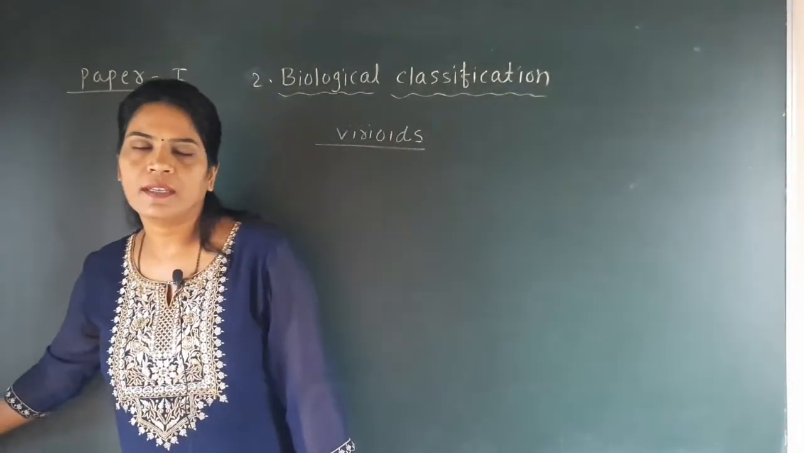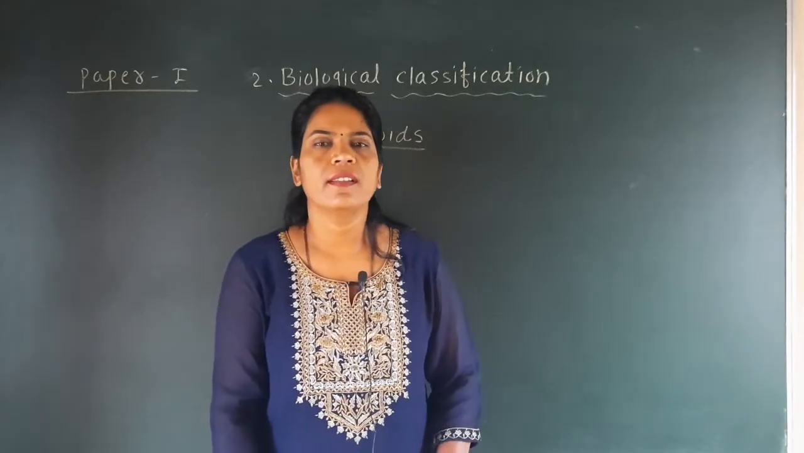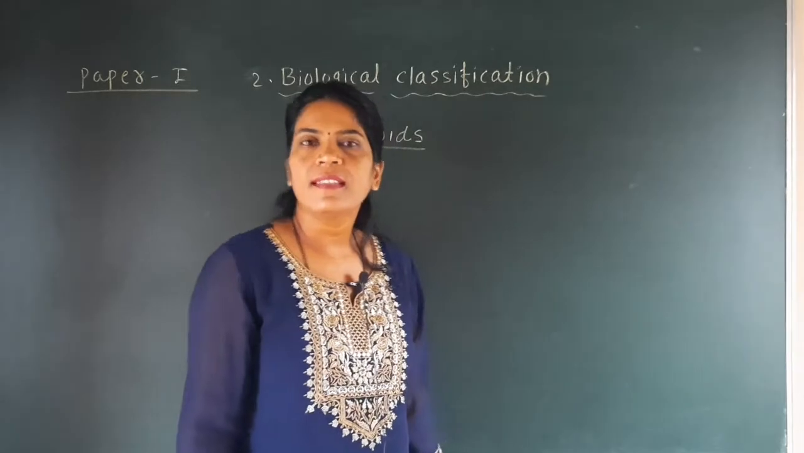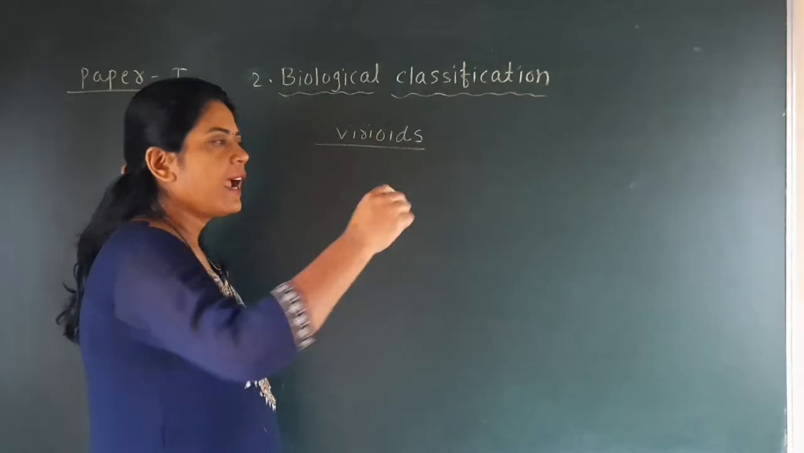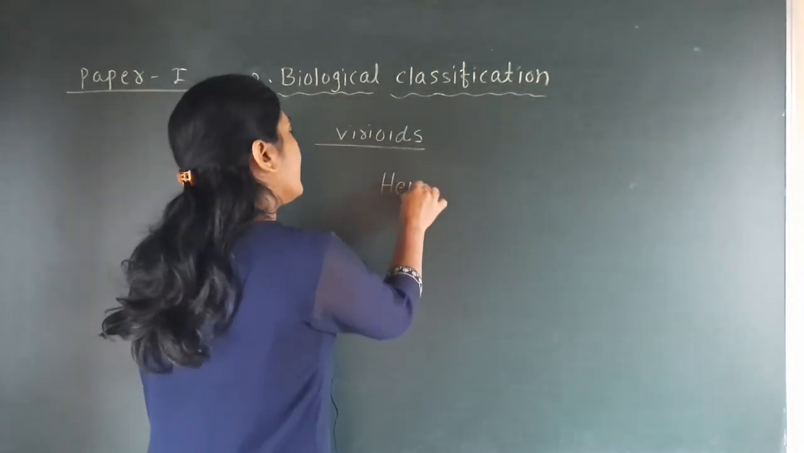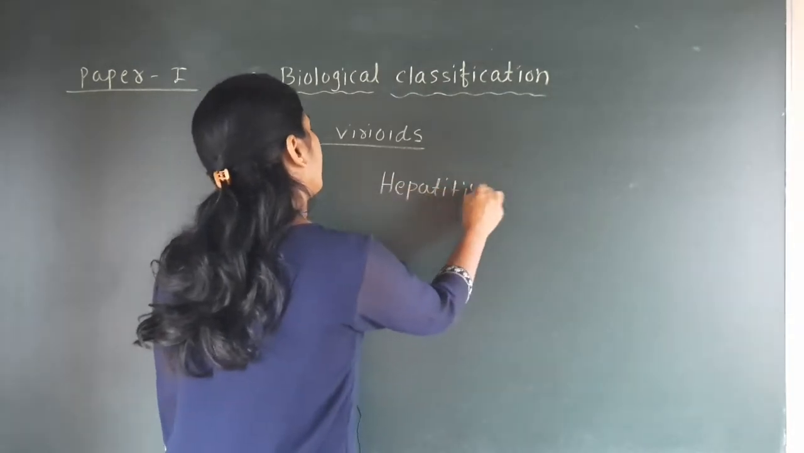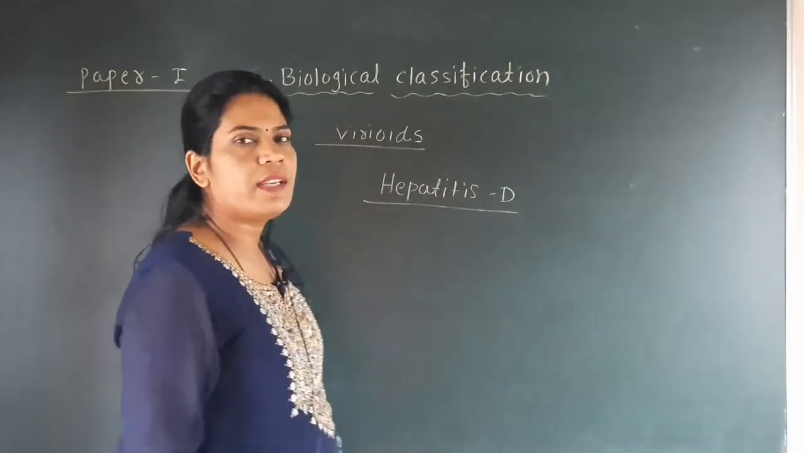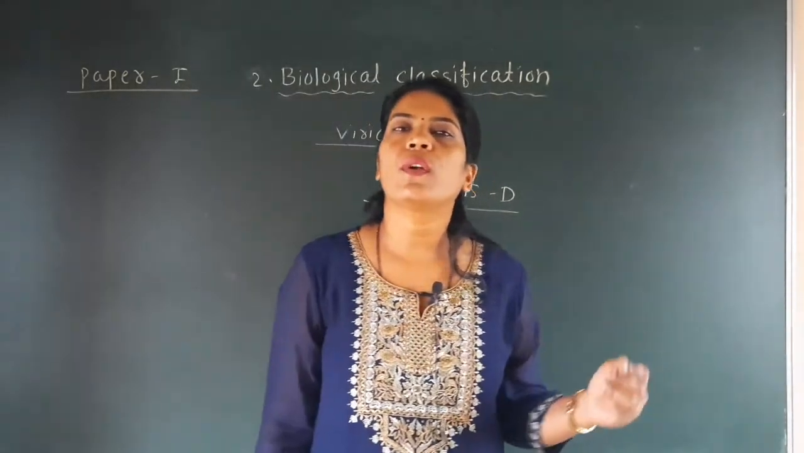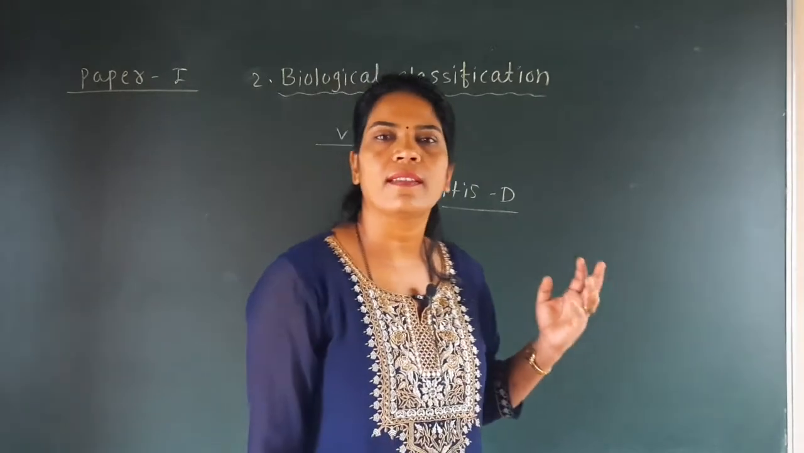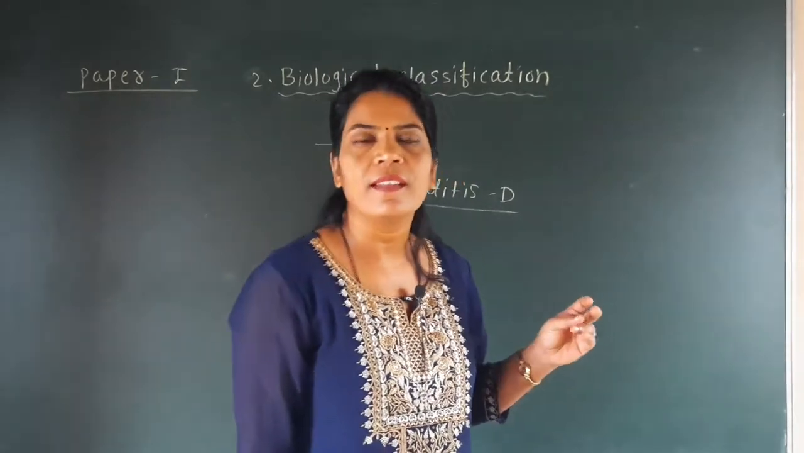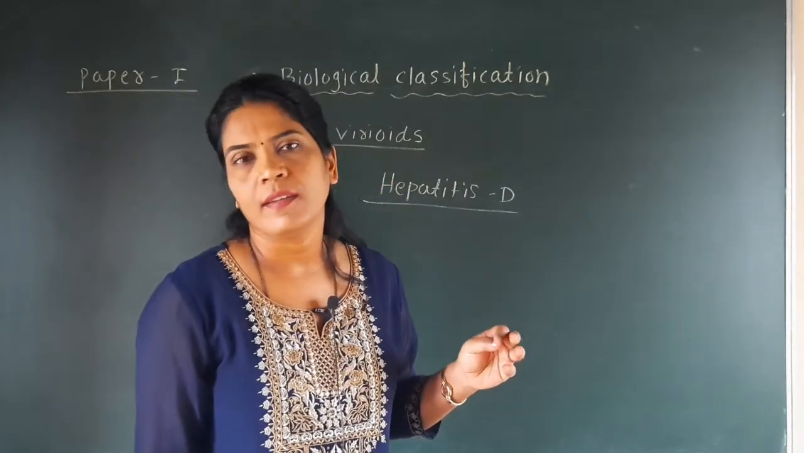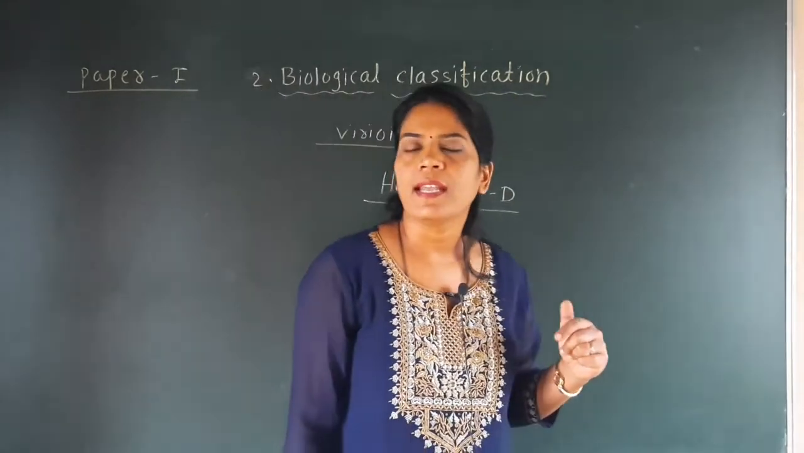But see here, these viroids are now said to also cause a disease, and the name of that disease is hepatitis D. This is additional information which is not given in NCERT, that viroids, which are smaller organisms than viruses, cause one more disease, and the name of that disease is hepatitis D. This is one important thing.